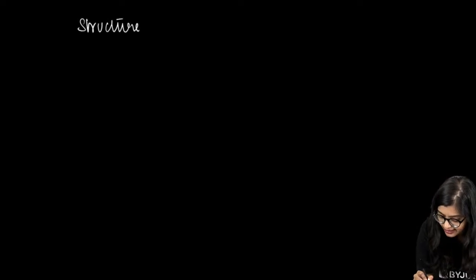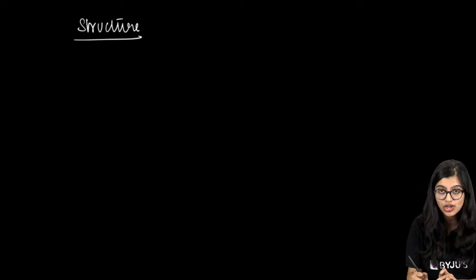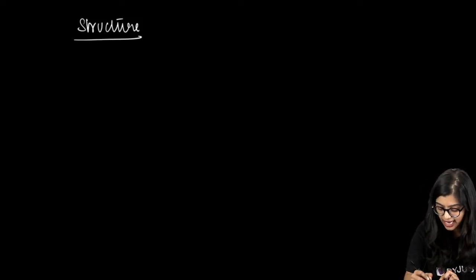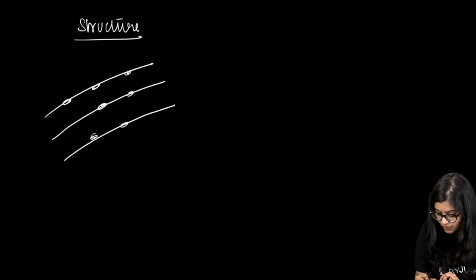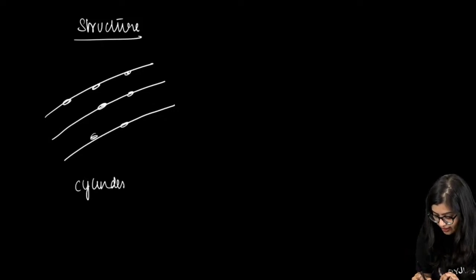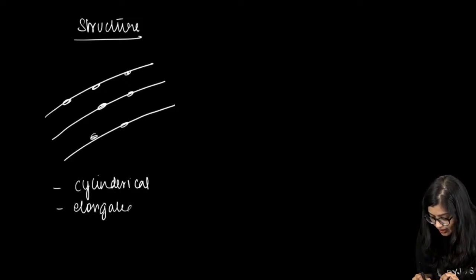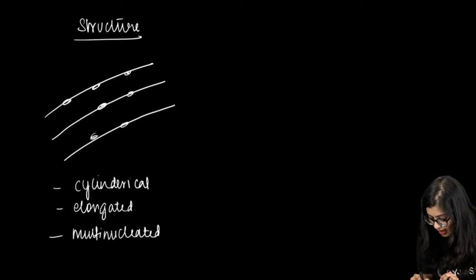Okay? So quickly to summarize, when we talk about skeletal muscles, the structure of skeletal muscles is such that they are made up of these long, so let me just draw it. So we see that they are cylindrical. We observe that they are elongated. And we see that they are multinucleated. And here, of course, they are unbranched.